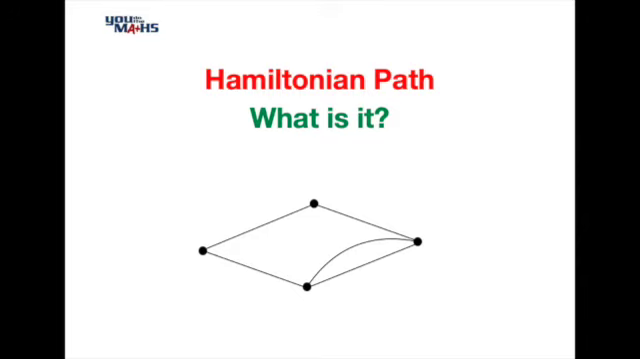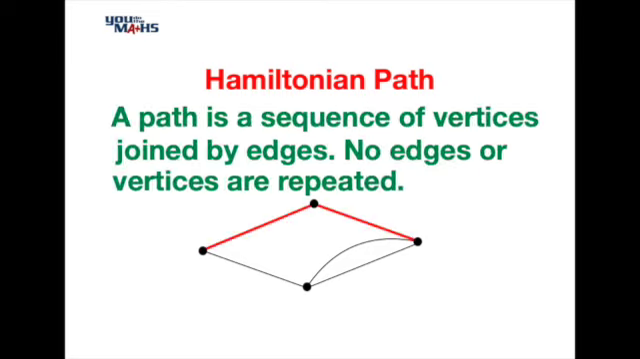In this video, we have a look at the definition for a Hamiltonian path. But before we do that, let's actually describe what a path is. A path is a sequence of vertices joined by edges where none of the edges or vertices are repeated. We can see in the example here in red that we have a path because we've got three vertices joined together by two edges and none of the vertices or edges have been repeated.